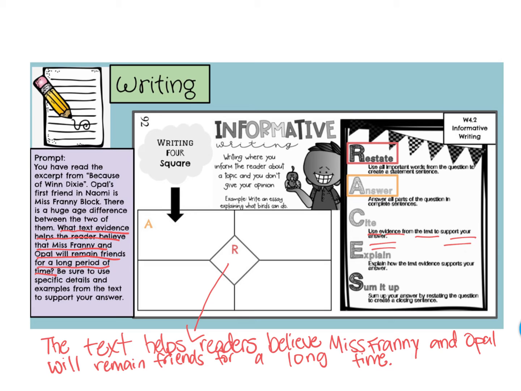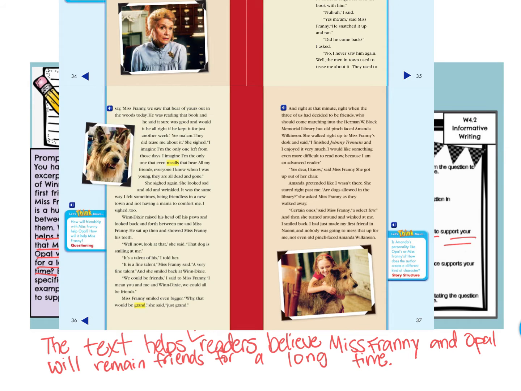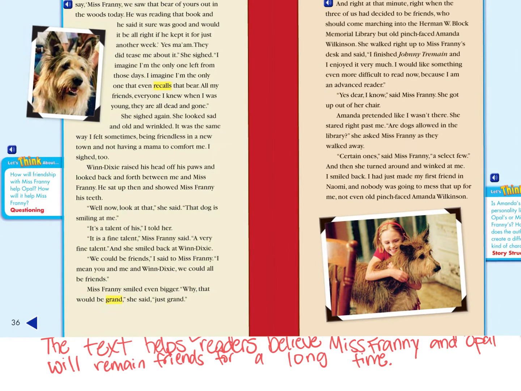So in this box, I need to organize my ideas about how I plan to prove that Miss Franny and Opal will remain friends for a long period of time. So now I'm going to brainstorm how the text proves they will stay friends. Now I'm going back to the text Because of Winn-Dixie. I'm going to look at the very end of the passage.